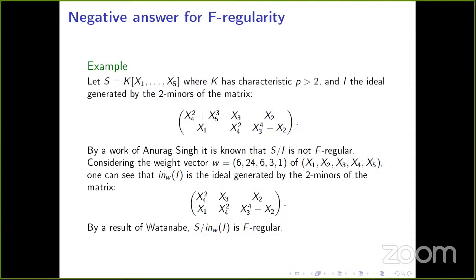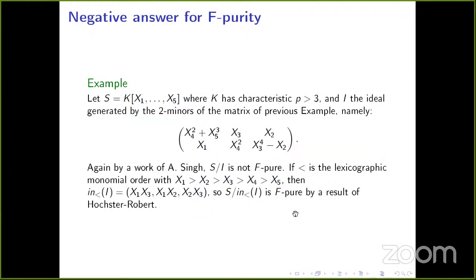So we have given an ideal such that there exists an order for which S mod the initial ideal is F-regular, but the ring we started with, S mod I, is not F-regular. So this gives a negative answer. Now the next example is the negative answer for F-purity. Let's take the same example, but now take the characteristic p strictly greater than 3.